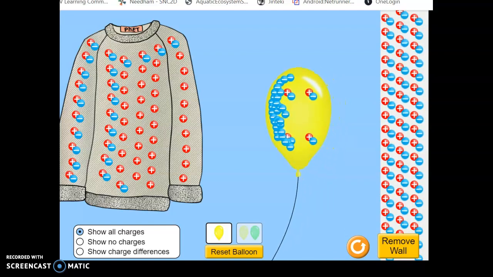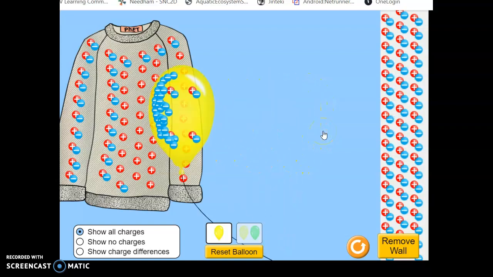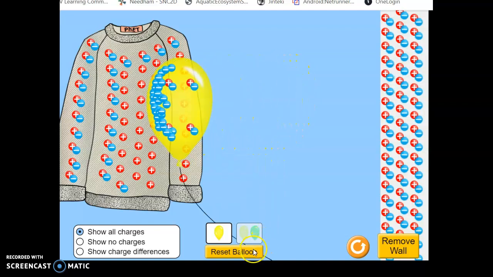Okay, so maybe if you want to make a prediction, what do you think will happen when I let go of this balloon? I'm holding this right now with my pen. So if I let go of this balloon, the sweater is positive and the balloon is negative. They are opposite charges. So opposites should attract. So if you notice, right? So the positive and negative are attracted to each other. Okay, now that's really the friction concept.